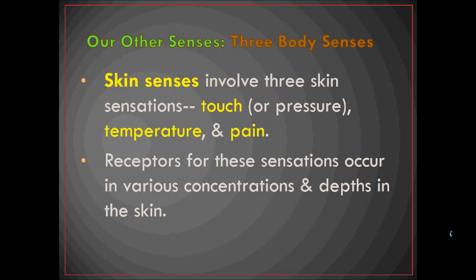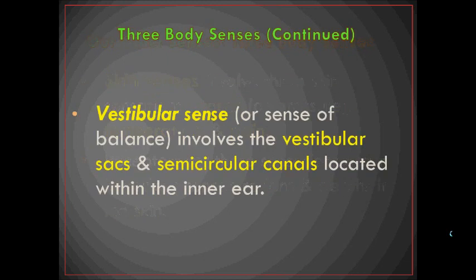The receptors for these occur in various concentrations and depths in the skin. You're going to see that in some parts of the body, there are very few receptor cells to take in the sensory information, and other parts of the body where there's going to be very, very many of them.